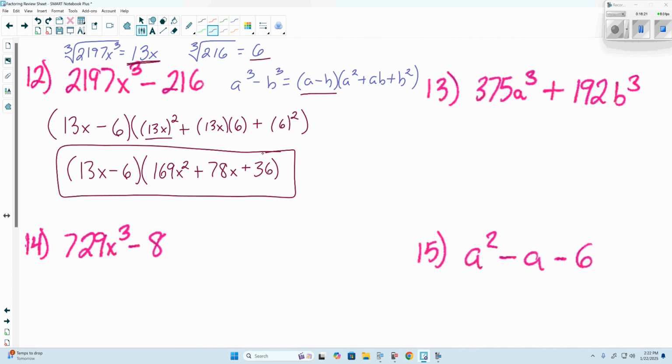Questions on 12? Questions on 13? How do we feel about the sum or difference of two cubes? Feel a little better now? Questions?